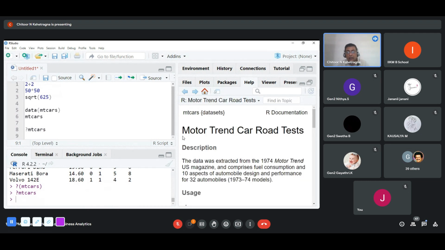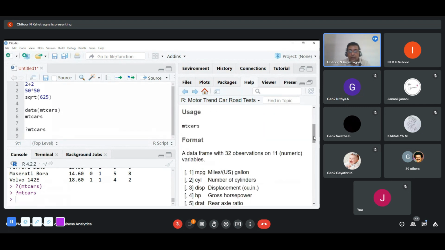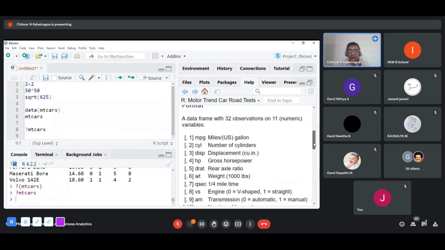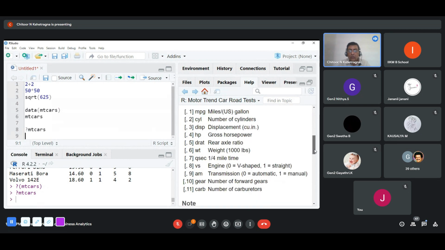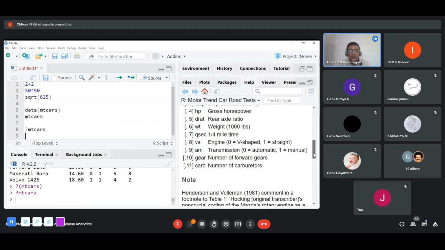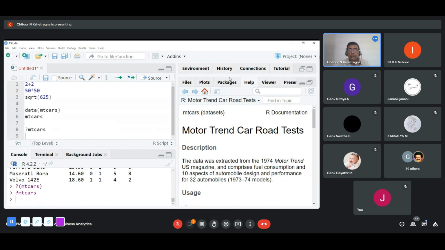Yeah. So look at it here. I've got everything about this data set. It tells me about Motor Trend car road test. The data was extracted from the 1974 Motor Trend US magazine, and compares the fuel consumption, 10 aspects of automobile design and performance, right? And then it tells me that this is what the data set is about. If I scroll down, it tells me that it has got MPG, miles per gallon, CYL is cylinder, displacement, weight of the car, engine, transmission, automatic transmission, manual transmission, everything I have about this data set.